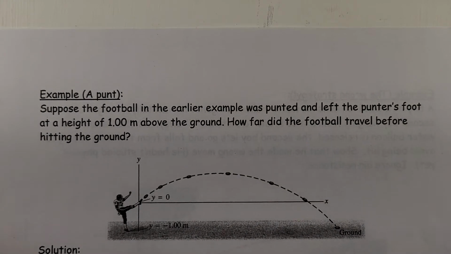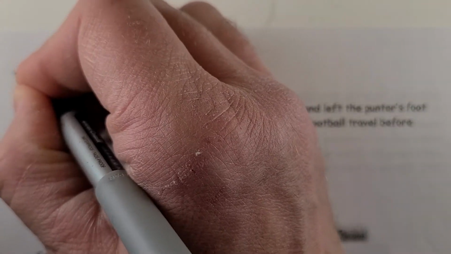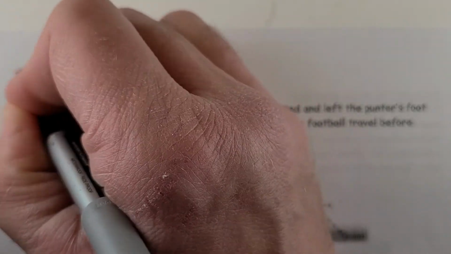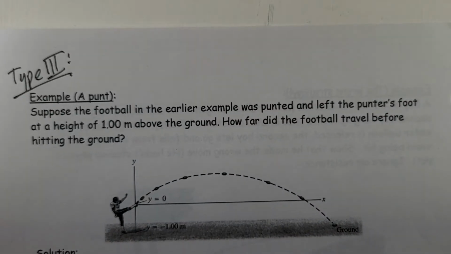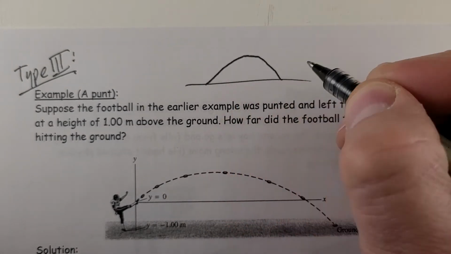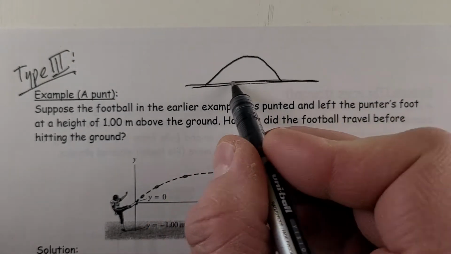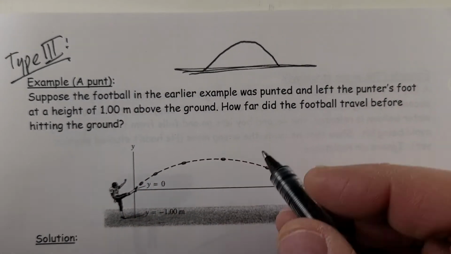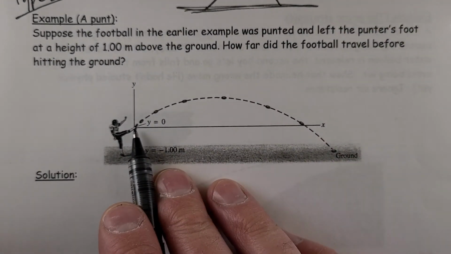Welcome back, Physics 30. So we'll look at a type 3 now. Type 1 was an object launched horizontally. Type 2 was an object that was launched at an angle and has a symmetrical path because it lands at the same vertical height that it started off with. Type 3 will be of this type.